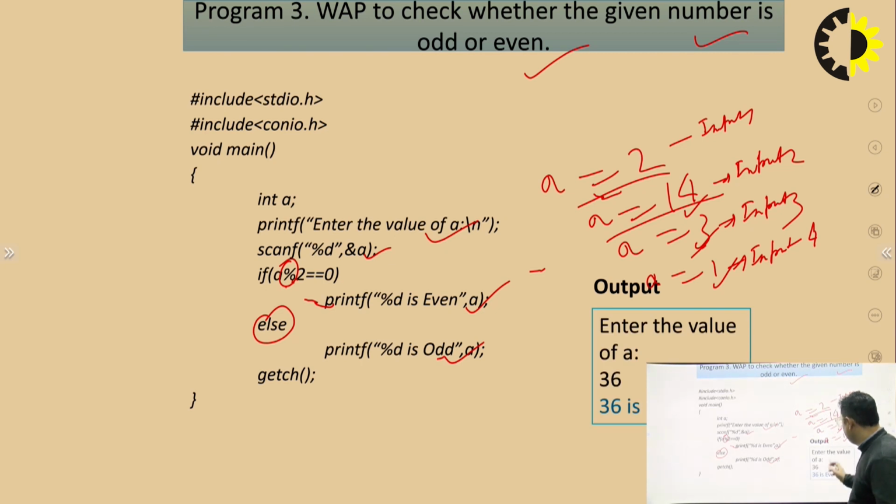So we may have another input, 36. 36 is divisible by 2. You will get remainder 0. So this will get executed. 36 is even. I hope you will be able to understand that this is a very important construct to understand in any programming language, and it is essential to have a walkthrough of the programs so that it can give you a better understanding of this topic.